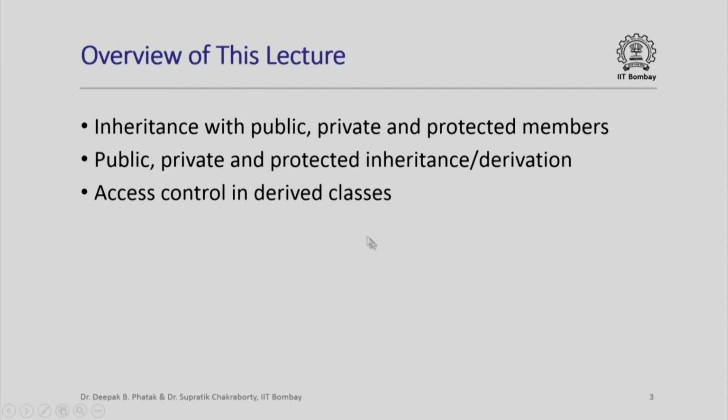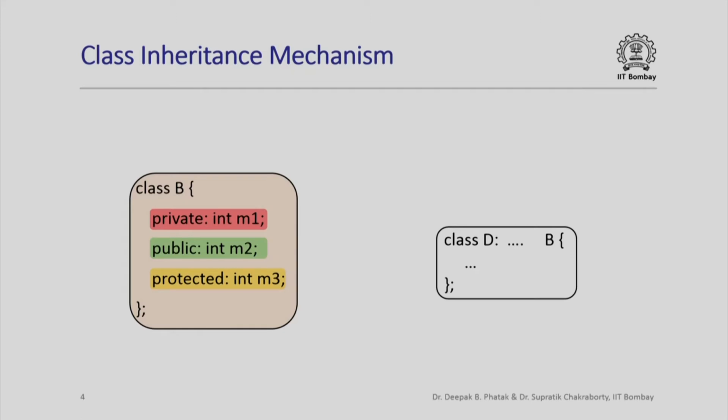In this lecture, we are going to see inheritance with data members that have access control defined by public, private or protected keywords. This protected is a new keyword that we are encountering now and we will soon see what this means. We will also see what inheritance or derivation in the public, private and protected mode means, and together these two things will actually determine how you control access of data members and member functions in derived classes. So let us dive straight away into the class inheritance mechanism.